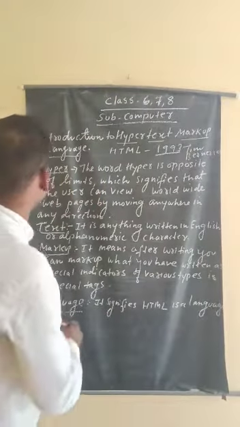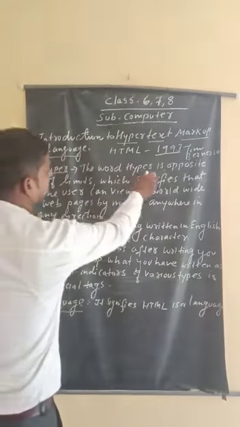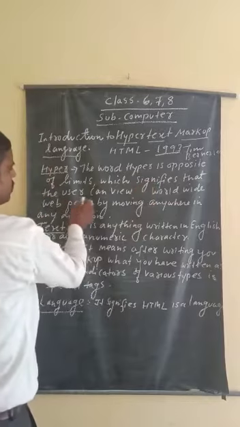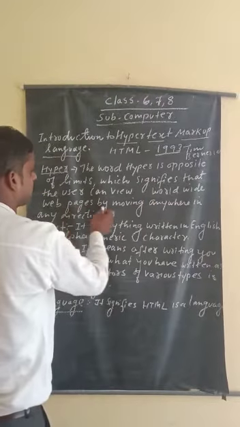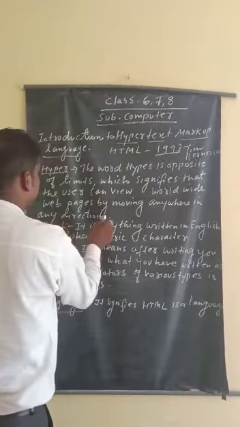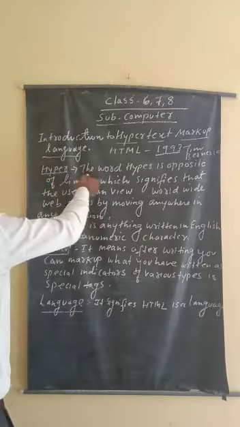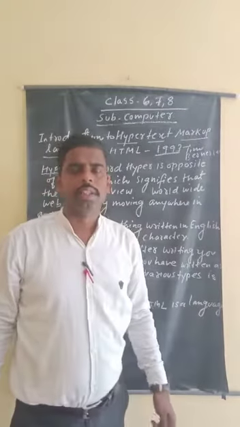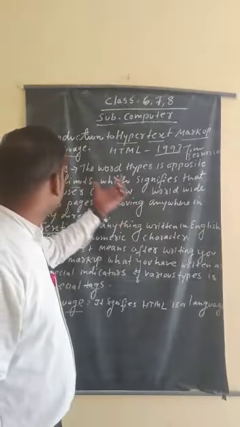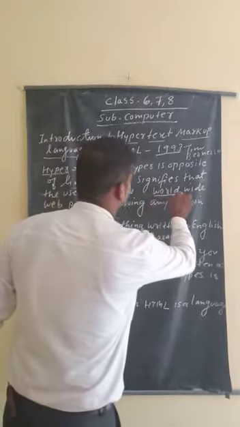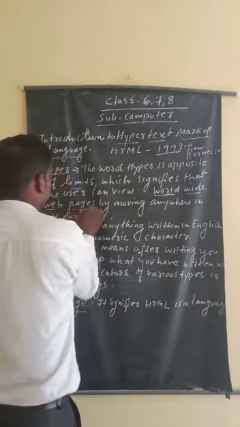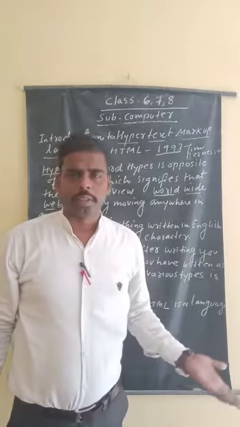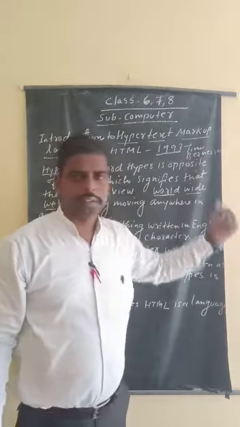So let's start. What is the meaning of hyper? The word hyper is the opposite of limits, which signifies that users can view worldwide web pages by moving anywhere in any direction. Hyper means there's no limit. Anything you do has a limit, and beyond the limits, we can do anything. It is mainly used for the development of world wide web pages because it is very helpful for generating anything in the computer. The www was also created by Tim Berners-Lee.